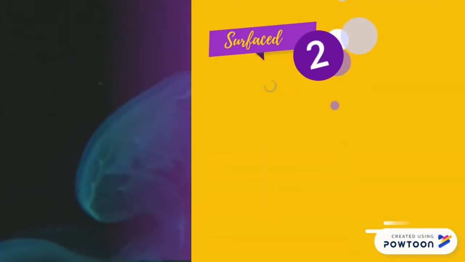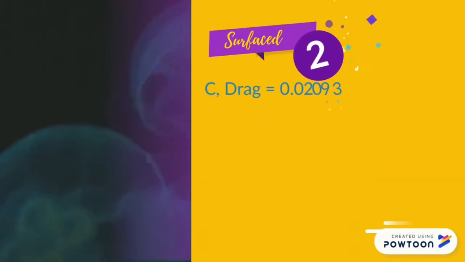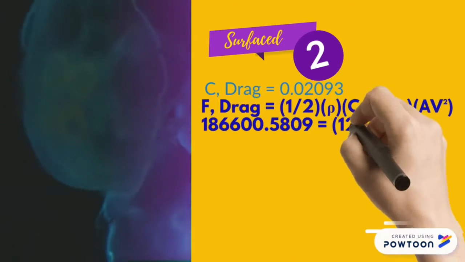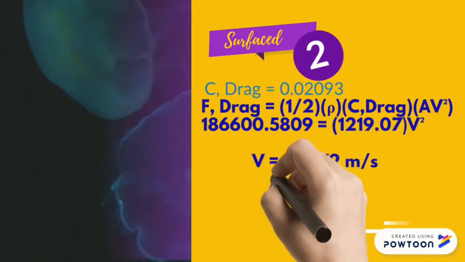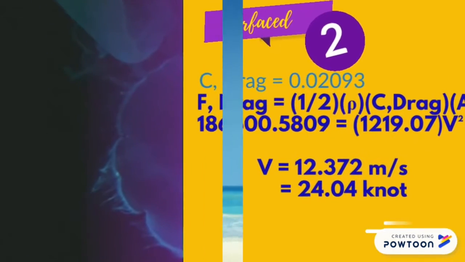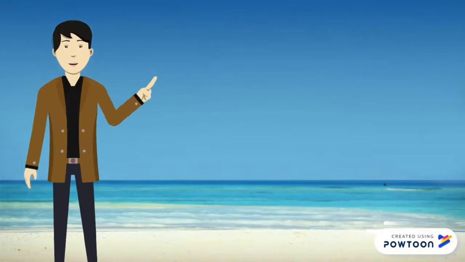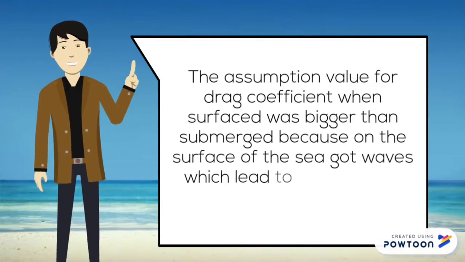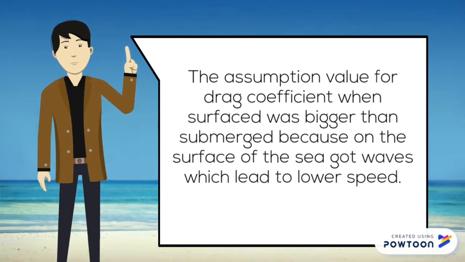When surfaced, the drag coefficient is assumed to be 0.02093 and the speed obtained is 24 knots, which is slower than the submerged speed. The value of the drag coefficient when surfaced is bigger than submerged because of waves present on the sea surface, which lead to lower speed.